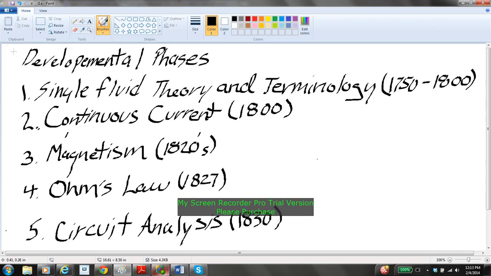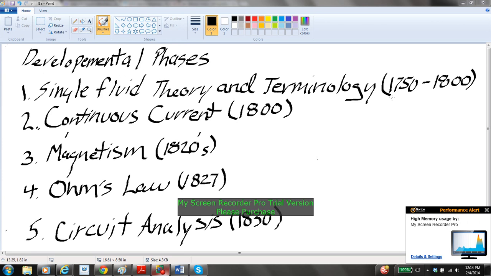Okay, now for some developmental background to the science of electricity. I break it up into about 5 phases, and the first one is a period of time from the 1750s to the 1800. Single fluid theory, established by Ben Franklin, and also a lot of terminology also established by Ben Franklin. And this is from the period, and not all by him, but it was from the period of 1750s, say, to 1800.